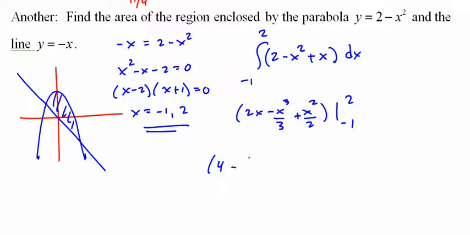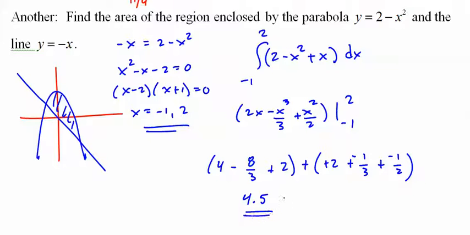4 minus 8 thirds plus 2, minus negative 2 plus 1/3 plus 1/2. That's a minus third. I'll distribute that. Negative 8/3 is negative 3, so I get 4 plus 2 is 6, plus 2 is 8. What did I just say? Negative 3, 5. I should get 4.5. Again, units squared. I'm not doing that though.